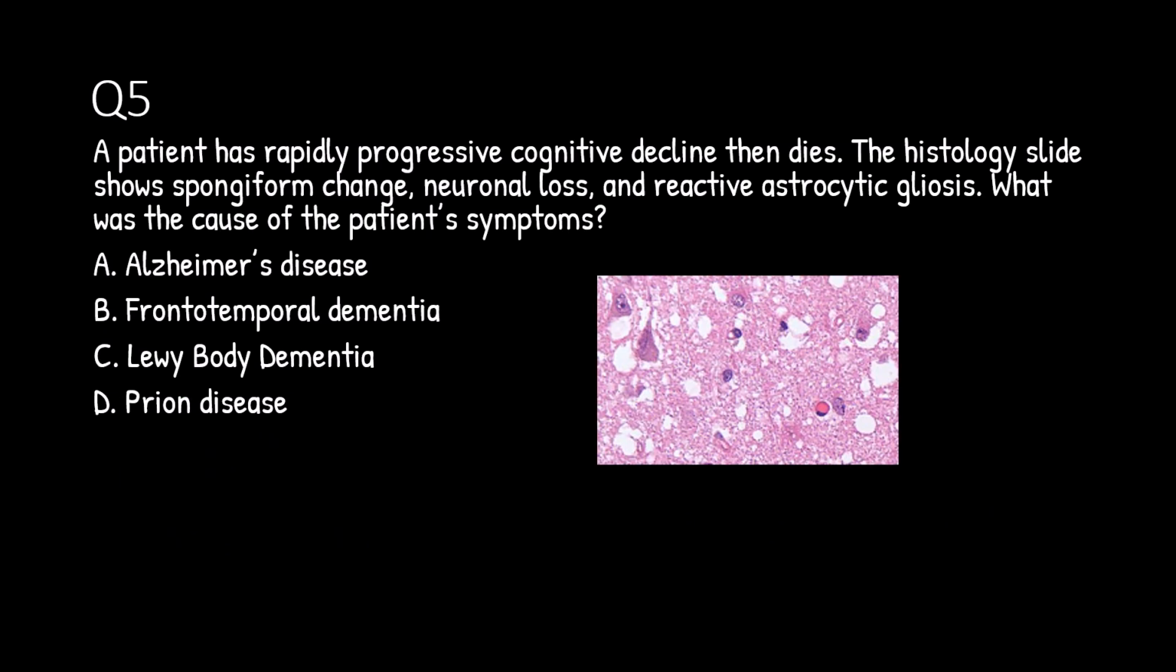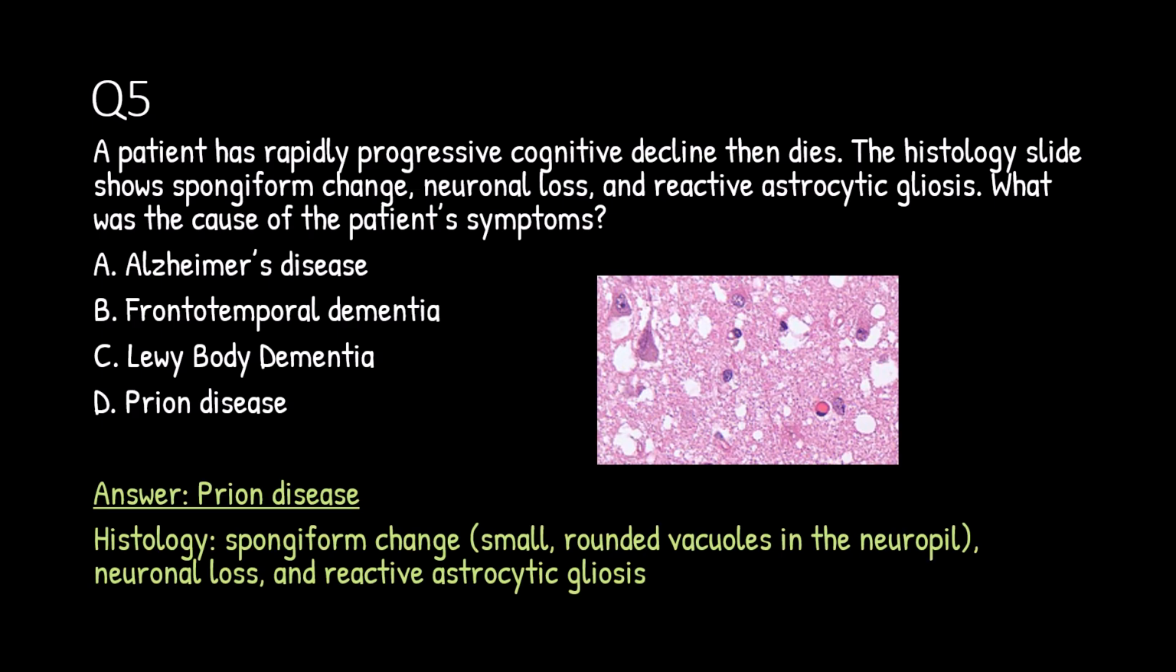Question 5. A patient has rapidly progressive cognitive decline and then dies. The histology slide shows spongiform change, neuronal loss, and reactive astrocytic gliosis. What was the cause of the patient's symptoms? A. Alzheimer's disease. B. Frontotemporal dementia. C. Lewy body dementia. Or D. Prion disease. The answer is prion disease.